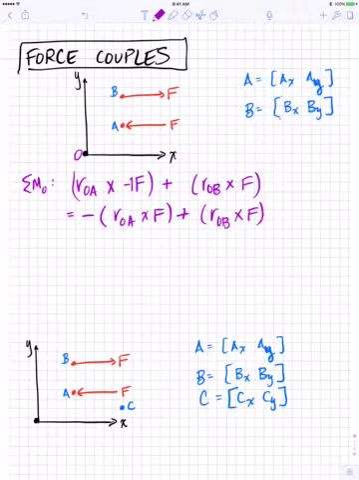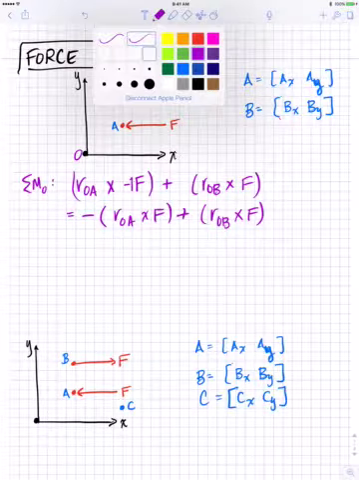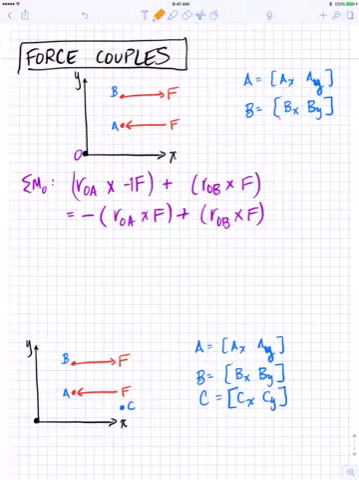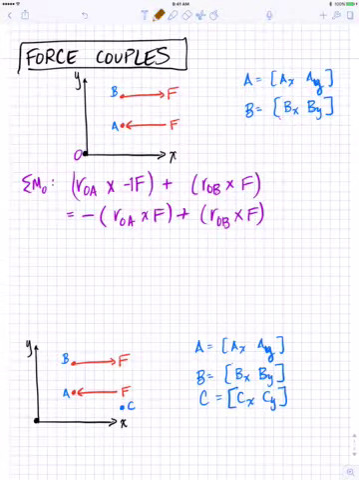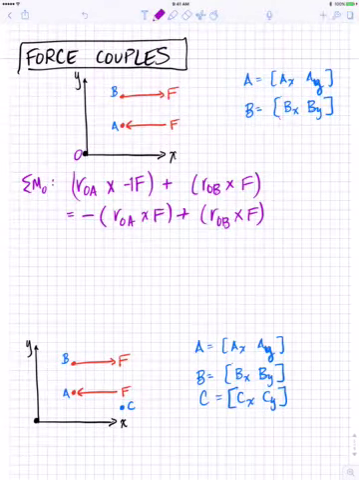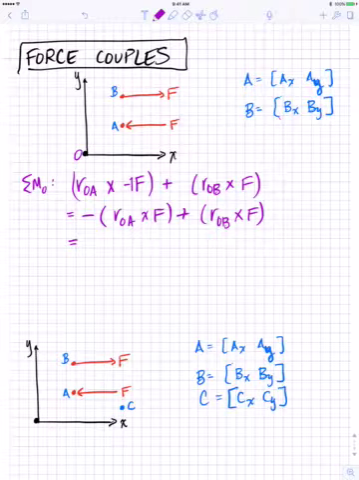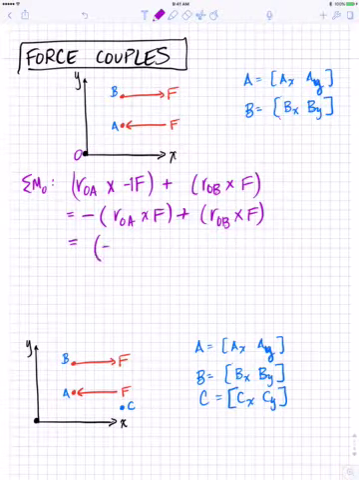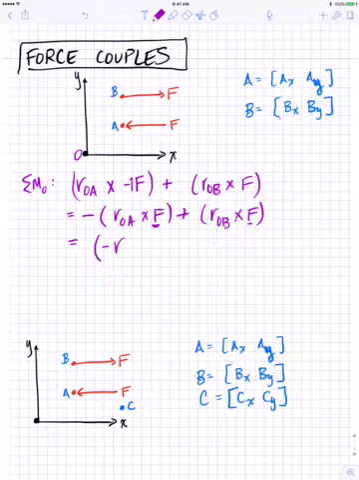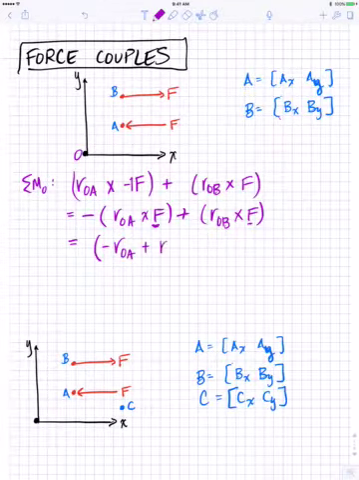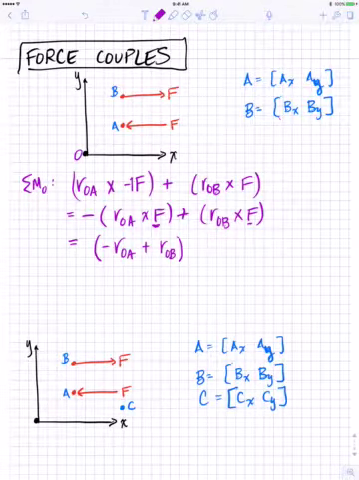Now I'm going to draw what those vectors are. Actually, we're going to do one more step. Now we can pull out the F. There's a property that says if there's a common vector in the cross product, then we can pull that out, and this is going to be ROA plus ROB. So now this is just a vector sum crossed with F.